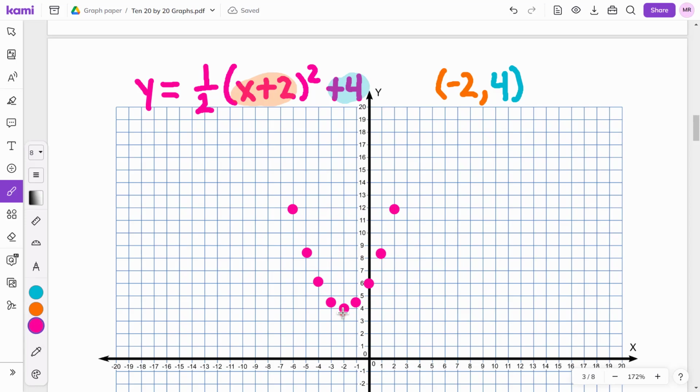And let's say I went out 1, 2, 3, 4, 5. 5 squared is 25, and half of 25 is going to be 12.5. So this was a height of 8, so 9, 10, 11, 12, and a half. And there's my parabola.